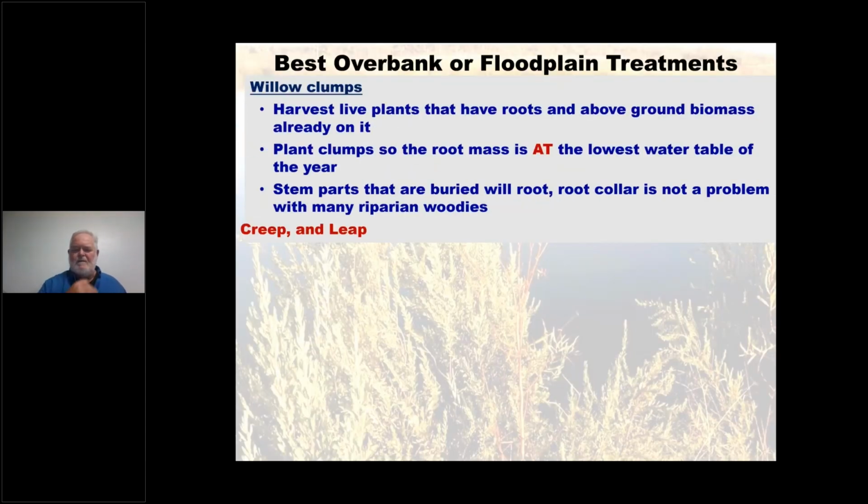One of the treatments I like here is willow clumps. And this is actually going out and digging up live clumps. And I like that because they already have the roots on them. You don't have to wait for the roots to grow. And it also has above ground biomass. So you can plant these clumps so that the root mass is at the lowest water table. I'll talk a little bit more about this, some specifics on that. And the stem parts, you can bury part of the stems too, and those stems that are buried will root.